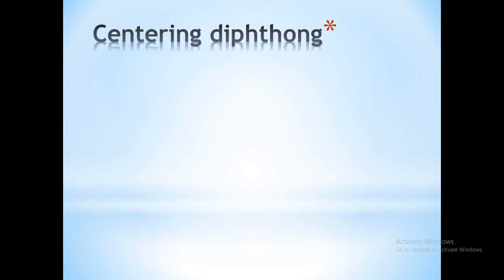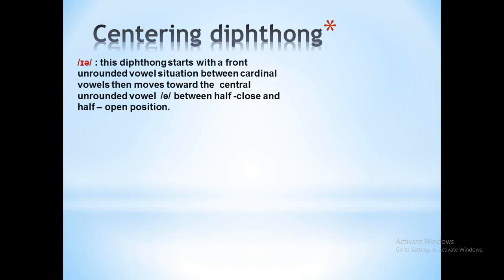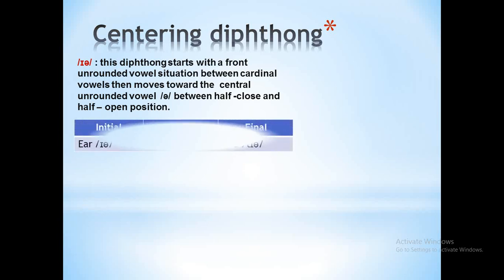Now we will explain centering diphthongs and know the position of centering diphthongs. We will start with the first one, ear. This diphthong starts with a front and rounded vowel situated between cardinal vowels, then moves toward the central and rounded vowel schwa between half closed and half open position. So look at the table. We have initial like ear, middle like deer, final like tear.